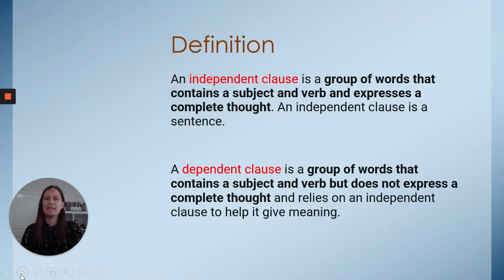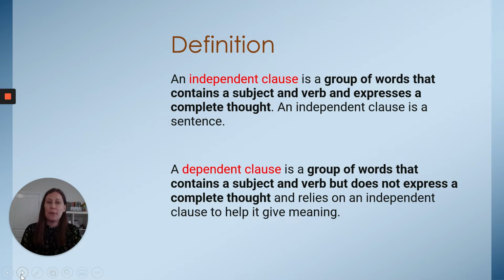Okay, so here's the definition of each of them. You can read it on the screen, but basically an independent clause stands alone by itself and makes sense on its own. So it's a complete sentence, or it could be a complete sentence on its own. It's often what we would call a simple sentence. So it's just got an idea, but it's fully complete and you're not left wondering or asking questions about what would make the sentence make sense.